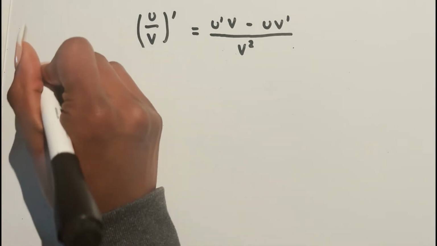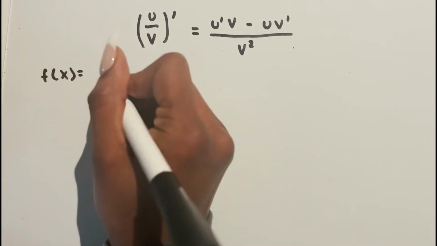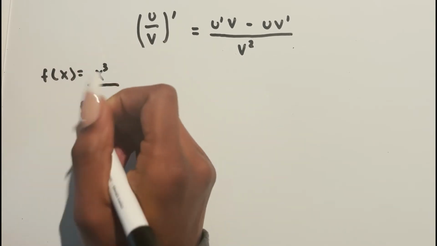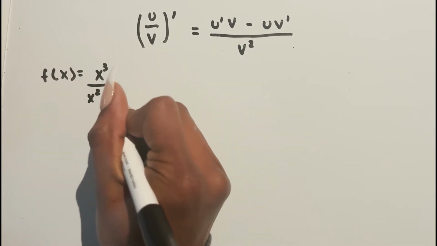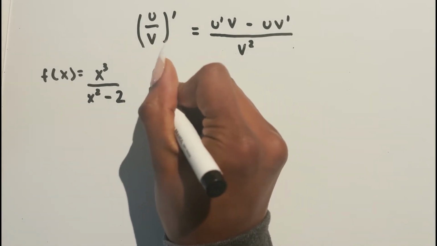So let's take a look at this function. f of x equals x cubed over x squared minus 2. So let's use the quotient rule to solve for the derivative of this function.